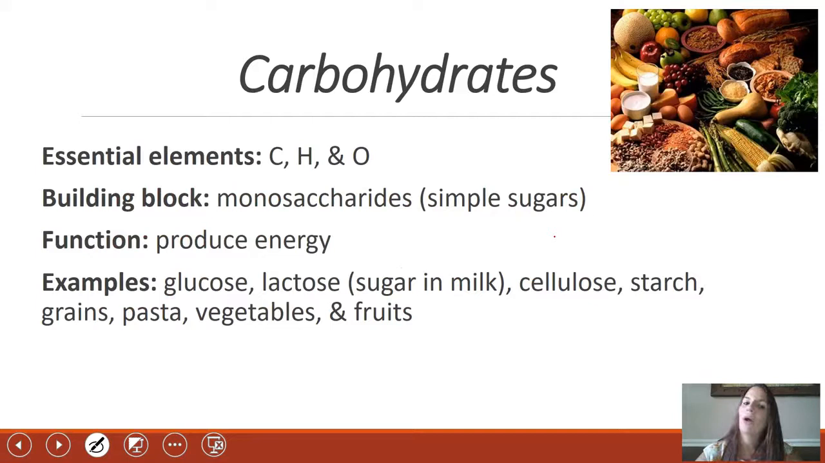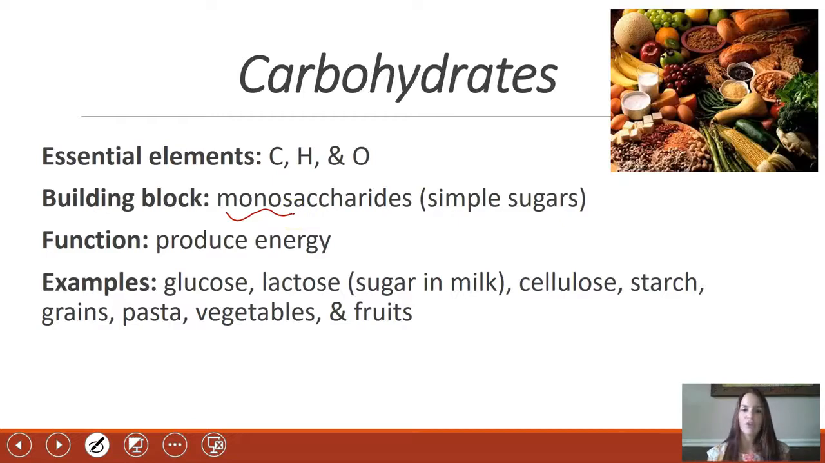Let's talk about carbohydrates first. The essential elements of carbohydrates are carbon, hydrogen, and oxygen. This is probably the macromolecule that you're most familiar with. The building block of a carbohydrate is a monosaccharide. Mono means one, so it's a simple sugar, or a single sugar.